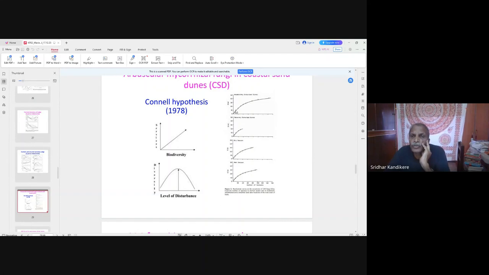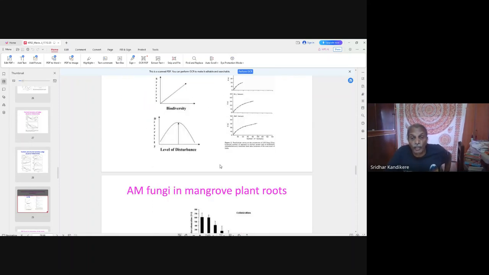Moderately disturbed dunes are showing a larger number of species, the highest number of species, compared to severely disturbed dunes. Therefore, we did this work for the arbuscular mycorrhizae.